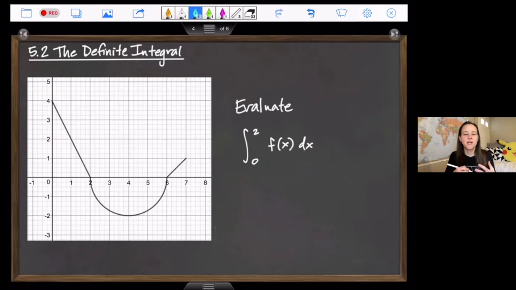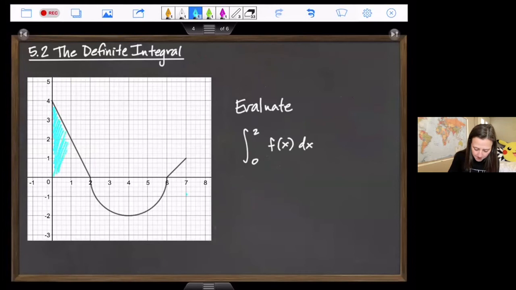So I'm going to show you how to calculate these definite integrals using antiderivatives whenever we get to section 5.3. For now, we want to focus on the area meaning of these definite integrals. So here I have a function f of x, and we're going to evaluate the definite integral of f of x from x equals 0 to x equals 2. So again, we're going to think of that in terms of the area between the function and the x-axis from x equals 0 to x equals 2. So I'm just going to shade that area right now.